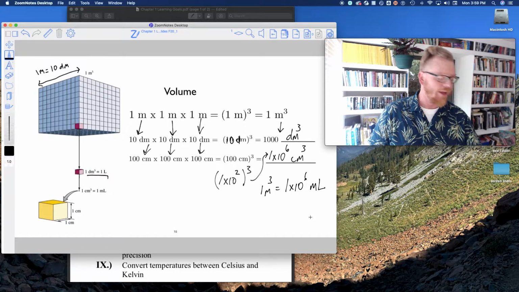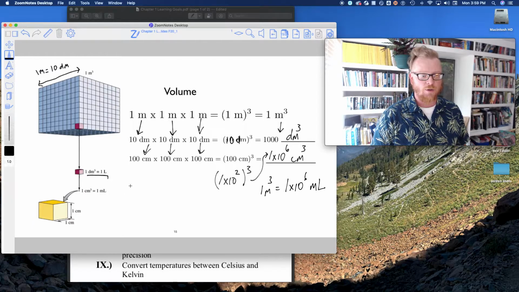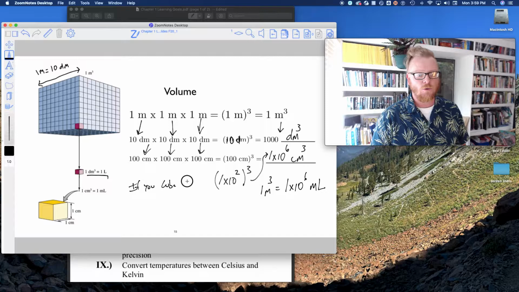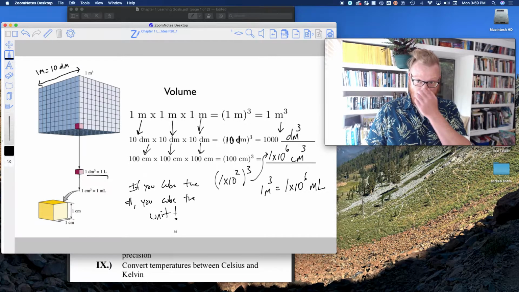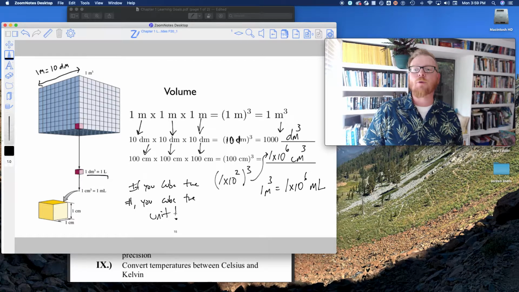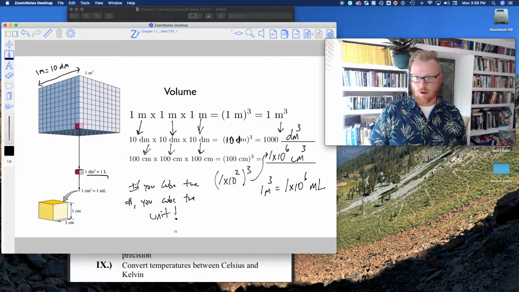But the important thing to note here, I'll write down: if you cube the number, you cube the unit. So whatever arithmetic we do to the number, we do the same arithmetic to the unit. Okay?